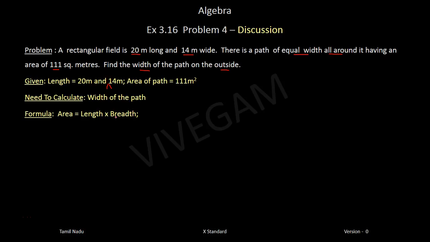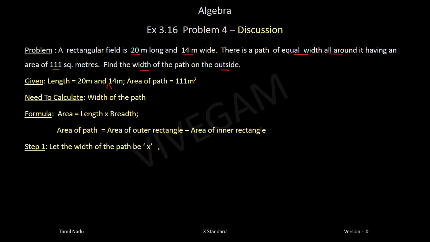The formula, area is length into breadth, and area of the path will be area of the outer rectangle minus area of the inner rectangle. We will draw a small figure, then everything will become clear. Let the width of the path be x. Whatever we don't know, or whatever is asked, let's take it as x.